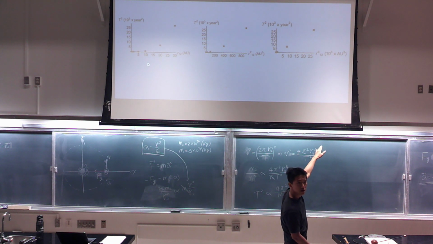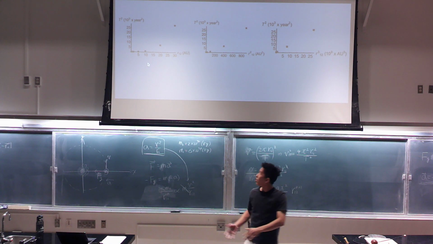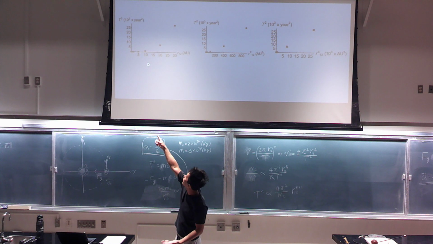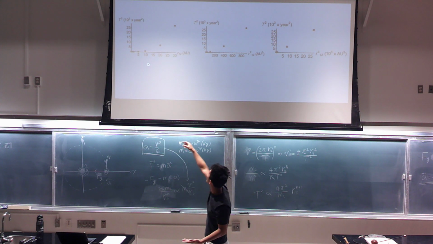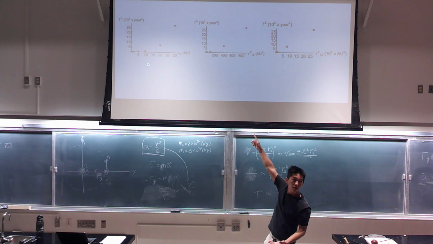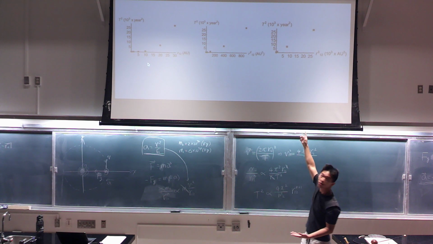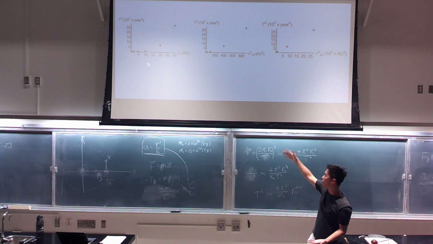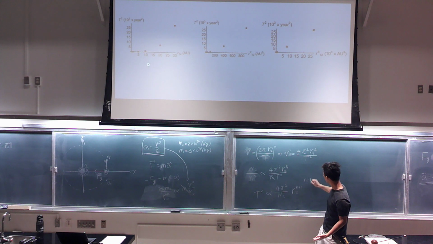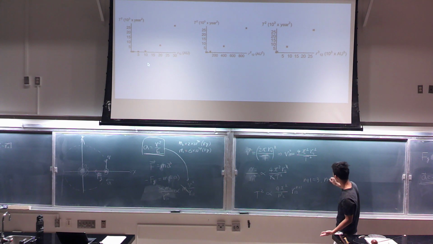You guys see the plot? Good. So who thinks that T squared is proportional to r? Who thinks that T squared is proportional to r squared? Who thinks that T squared is proportional to r cubed? Good, so we know this should be r cubed. So n plus 1 should be 3, and n should be 2.